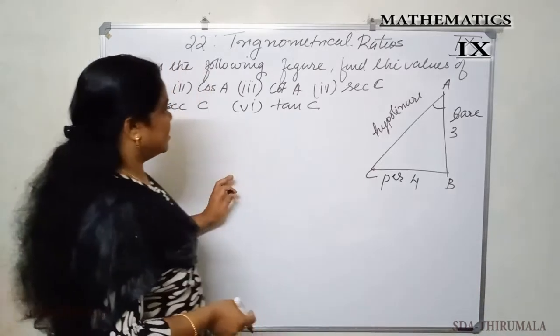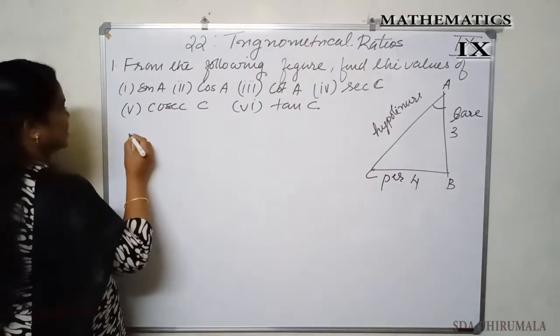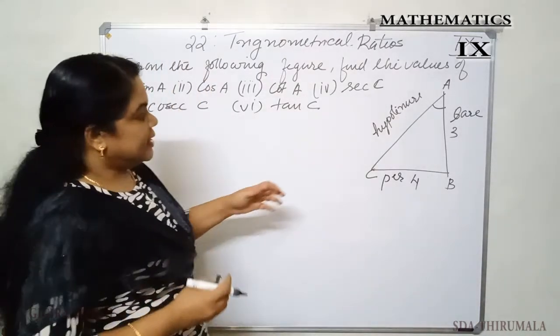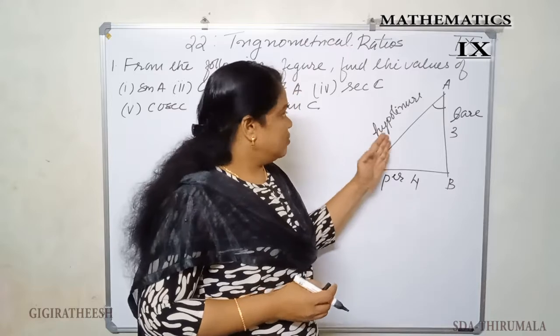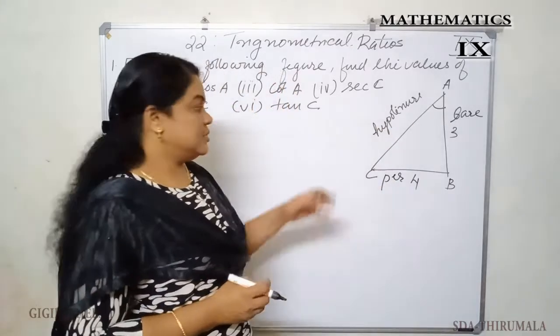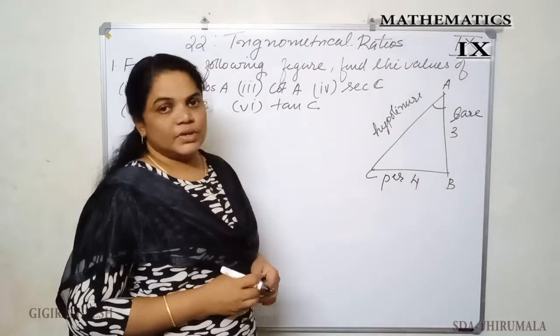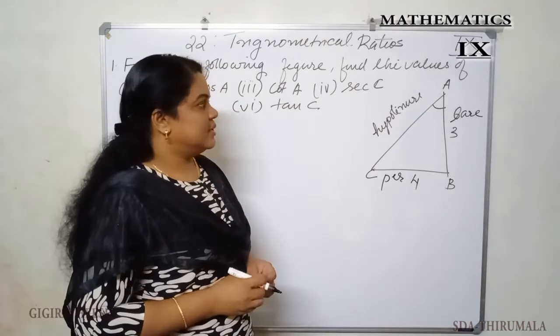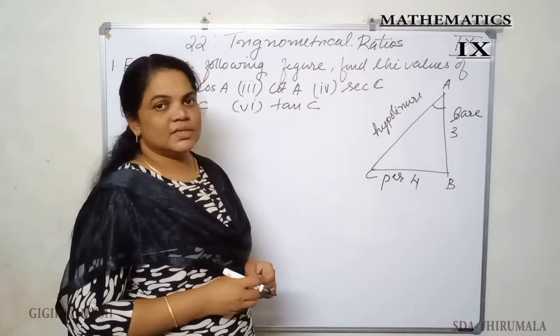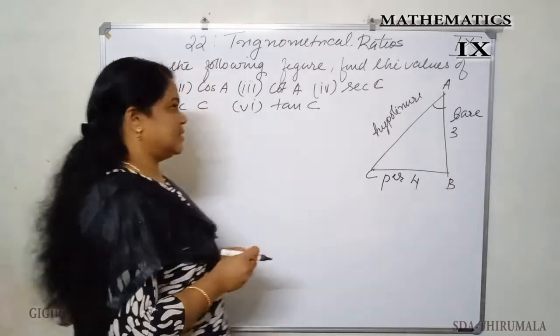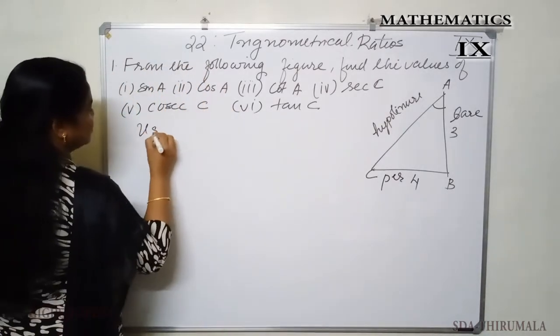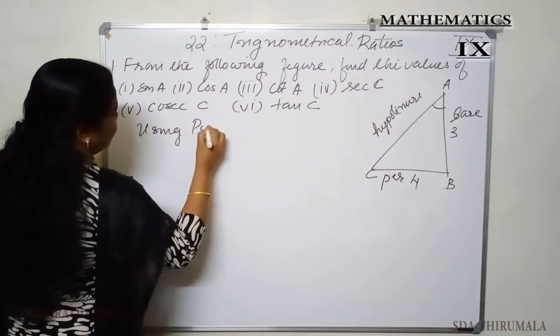And from this we can find sin A. First of all, the lengths of two sides are given, but the length of the hypotenuse is not given, so we have to calculate the length of the side AC. How can we calculate this? Yes, using the Pythagoras theorem.